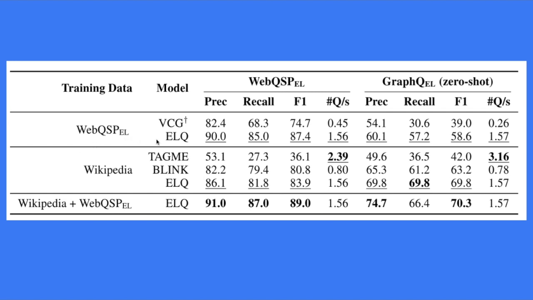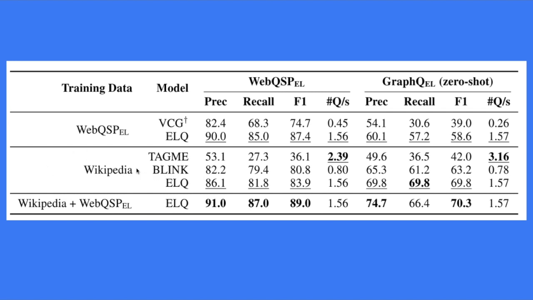Okay, so there are 3 baseline models. The first is VCG, which is the previous state-of-the-art on the WebQSP dataset. And another is TagMe. TagMe is a non-neural-network-based model, so it's very fast, but in terms of accuracy, it is much lower than neural-network-based models. And BLINK is an entity disambiguation model, so it basically couldn't detect entities in the first place. In order to do some comparison, the authors trained a BERT-based entity extraction model, basically an NER model, as the first step, the entity mention detection model for BLINK.